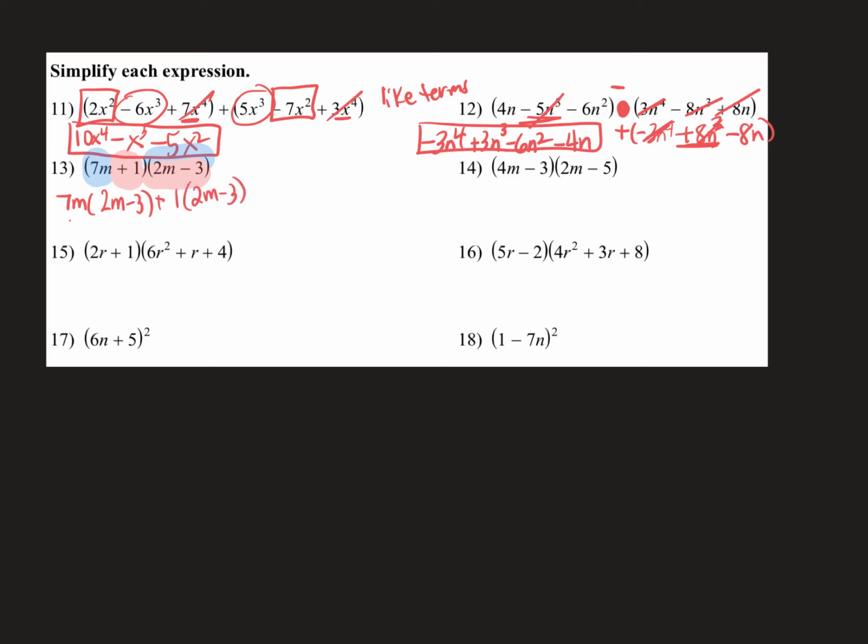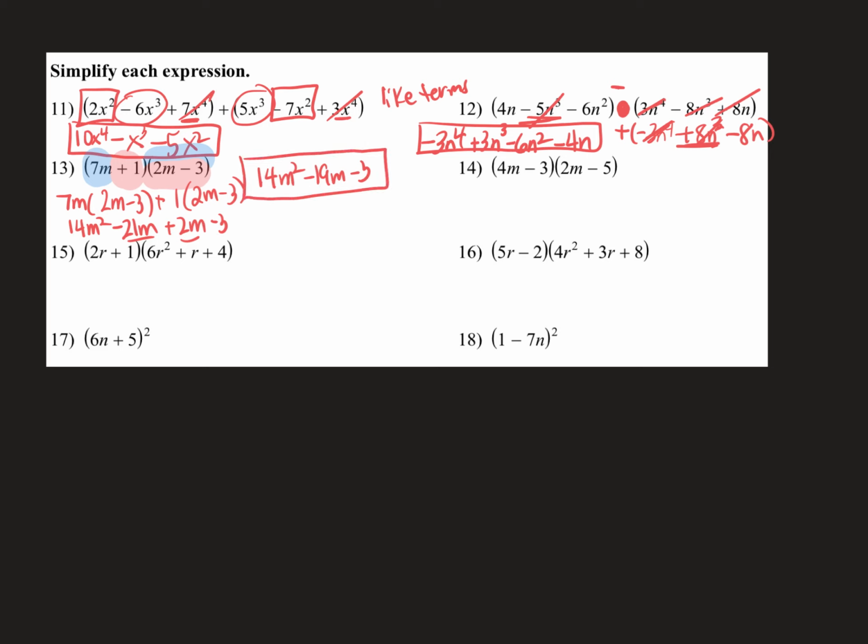7m times 2m is 14m squared. 7m times negative 3 is negative 21m. 1 times anything is itself. And then the middle terms are my like terms, so my answer is 14m squared minus 19m minus 3. That's the answer to number 13.